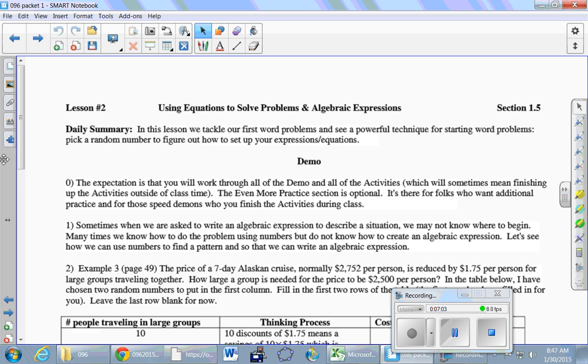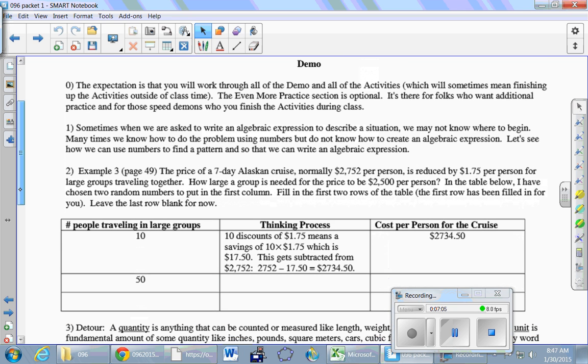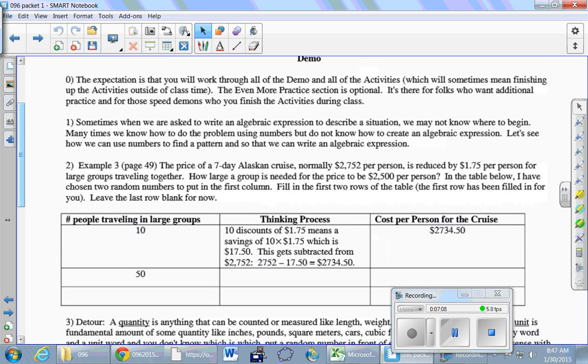Thank you. And Lucas, number 1. Sometimes when you're asked to write an algebraic expression to describe a situation, you may not know what numbers to use. Thank you. Number 2, Irene.